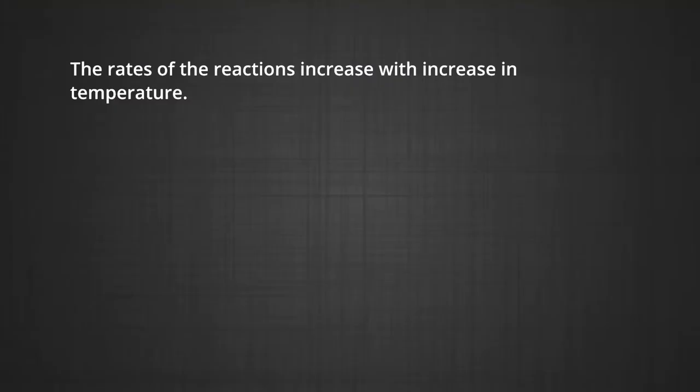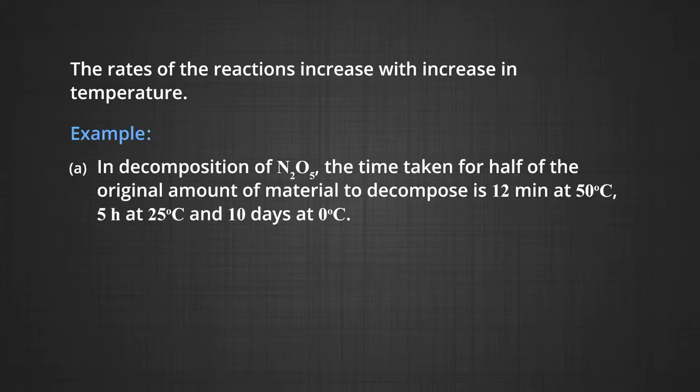So let's discuss each. The first one is the temperature dependence of the rate of a reaction. Most chemical reactions are accelerated by an increase in temperature. That is, the rates of the reactions increase with the increase in temperature. For example, in the decomposition of N2O5, the time taken for half of the original amount of the material to decompose is 12 minutes at 50 degrees Celsius. It takes 5 hours at 25 degrees Celsius and 10 days at 0 degrees Celsius.